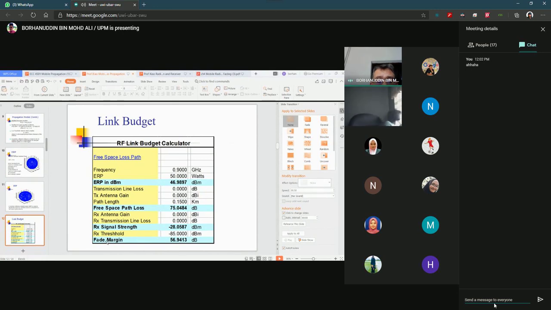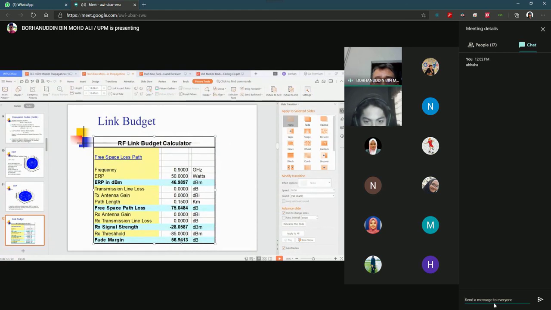Fade margin in this case. Fade margin means how much power you should reserve in your channel in order to ensure that you receive a good signal a certain amount of the time. So that is a design parameter that people normally look to design. But this one is rather high. Maybe this is for a good signal, but normally it's about 6 to 10 dB. This is rather high.